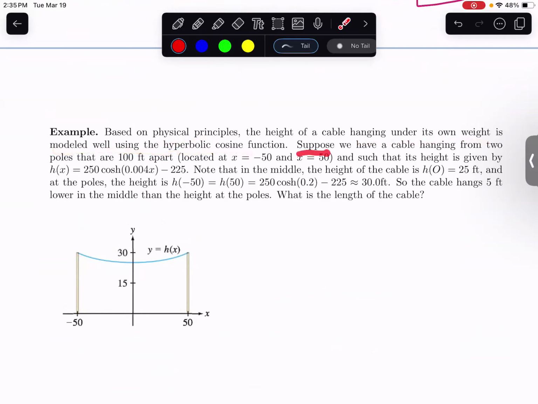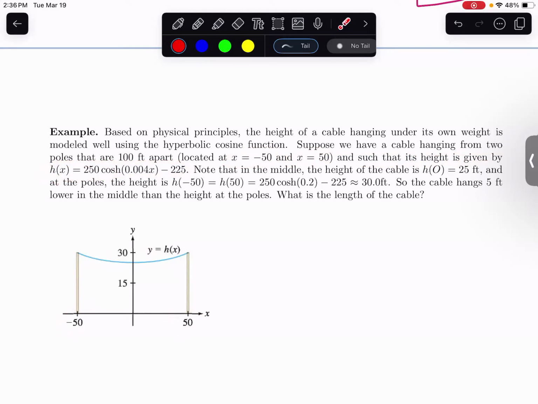So we're going to suppose we have a cable hanging from two poles that are 100 feet apart. So it's going to be located at x is equal to minus 50 and x is equal to 50, which is pictured below. And then we have that the height is given by h of x is equal to 250 hyperbolic cosine of 0.004x minus 225, which looks bad, but this will end up being a really nice function to work with.